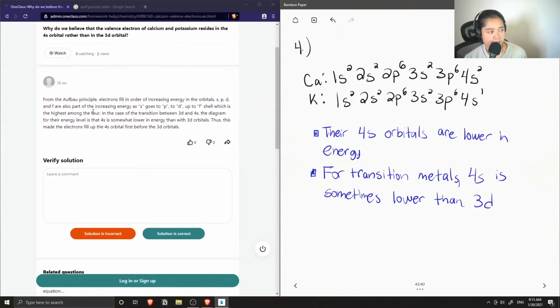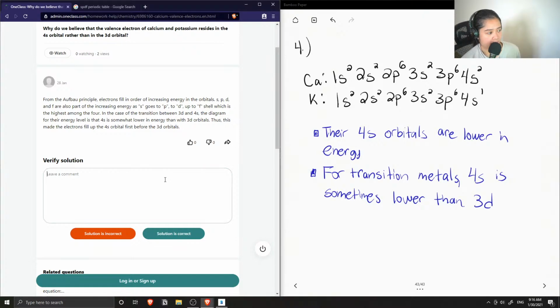Okay, so the junior tutor said that from the Aufbau principle, electrons fill in order of increasing energy in the orbitals. s, p, d, and f are also part of the increasing energy, as it goes from s to p to d up to the f shell, which is the highest among the four. In the case of 3d and 4s, the diagram for their energy level shows that 4s is somewhat lower in energy than the 3d orbitals. Thus, the electrons fill up the 4s orbital first before 3d. Yep, so this solution is correct.